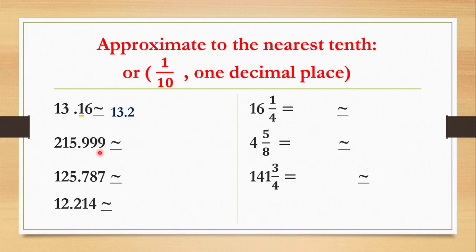Let's move to the next one. In the same way, underline tenth. This is tenth, this 9. Look at the right, we have 9, so I should add 1 to this 9. 9 plus 1 is 10, 0 carry 1. 1 plus 5 is 6. So the approximation will be 216. You can write 0.0 or not, okay? 216 or 216.0, it's the same.